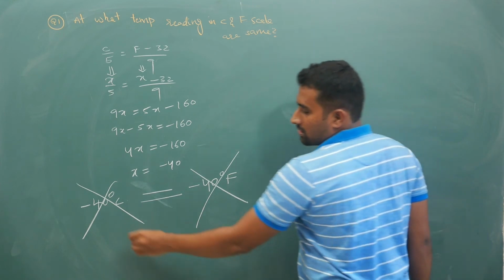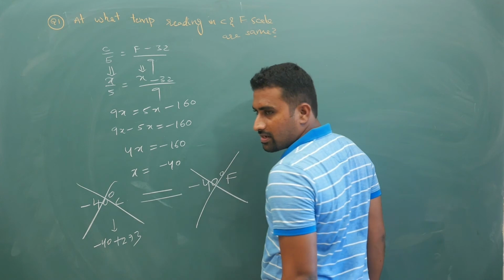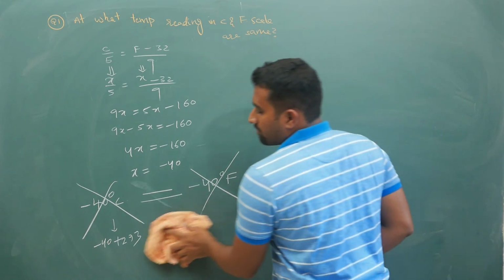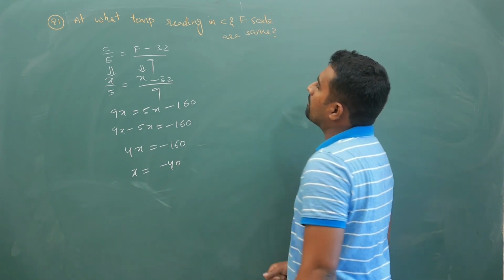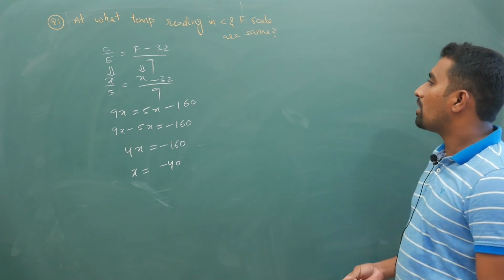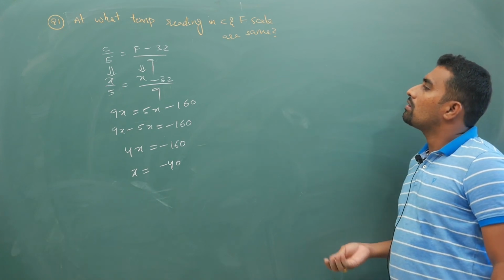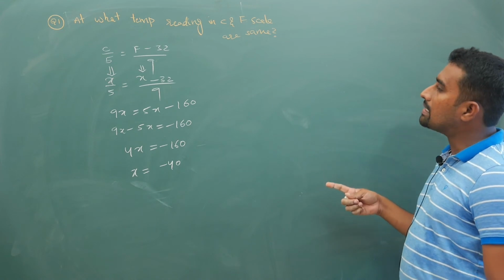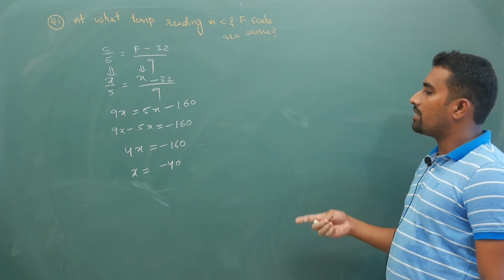Here temperatures are not same. Why? Because minus 40 is what? Minus 40 plus 273 Kelvin if you are converting. So they are different, but here the reading is same. Minus 40 degrees centigrade is same as minus 40 Fahrenheit, the same temperature value on the Fahrenheit scale.